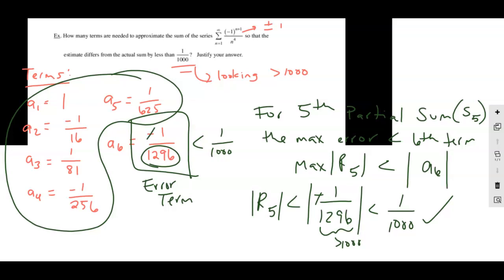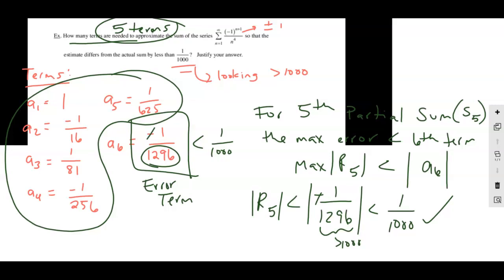So let's answer the question. How many terms are needed? Well, we would need 5 terms. If I only added the first 4 terms together, that means the 5th term would be the error. But that 5th term was too big. So I needed to go farther. If I went and did the first 5 terms, then the error would be the 6th term by itself. And since that 6th term has a denominator that's bigger than 1,000, I know that fraction overall is smaller than 1 over 1,000. Right? So I basically had to figure out which term is small enough to be my error term, and then everything before it will be the partial sum.